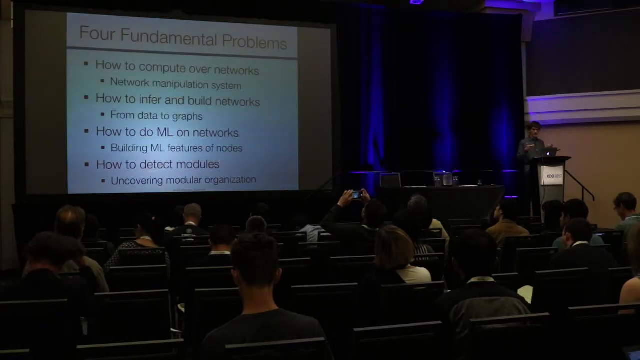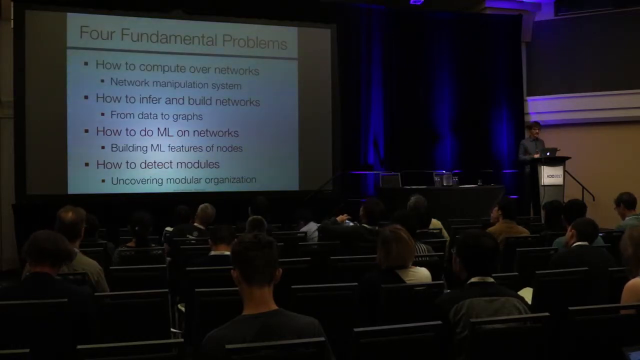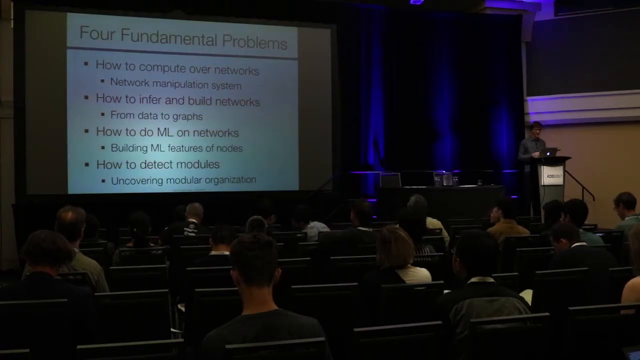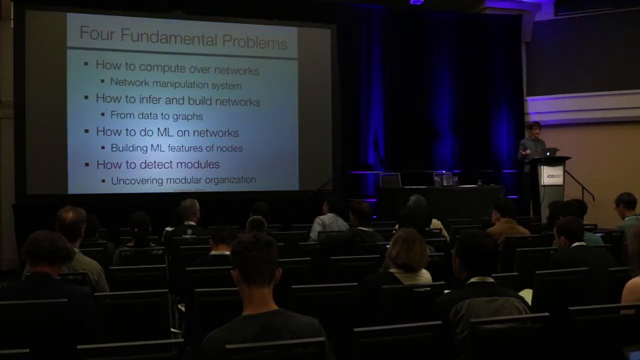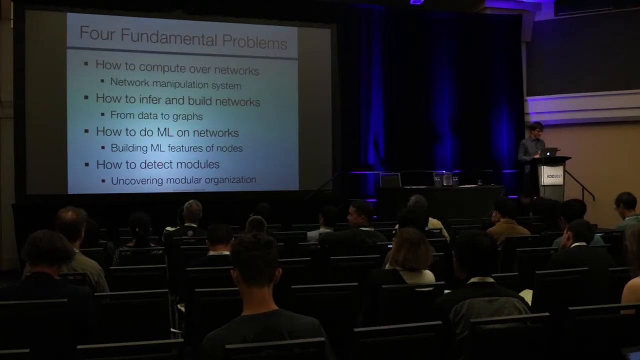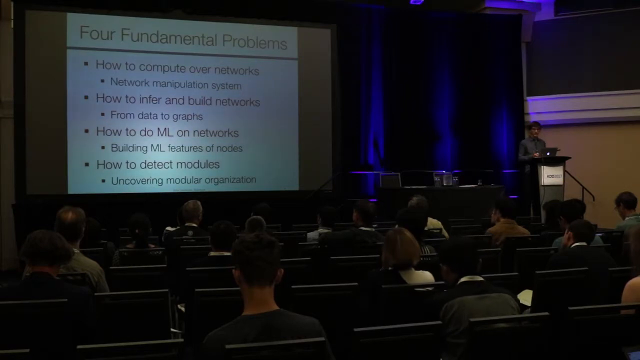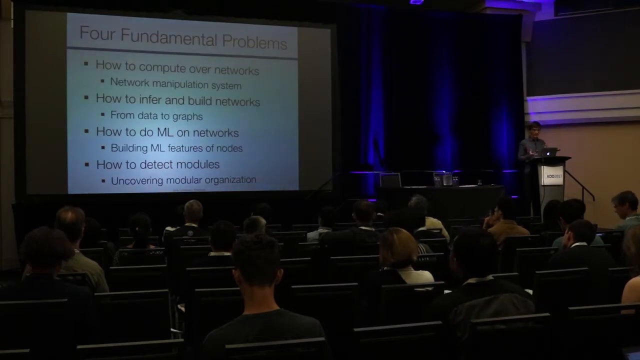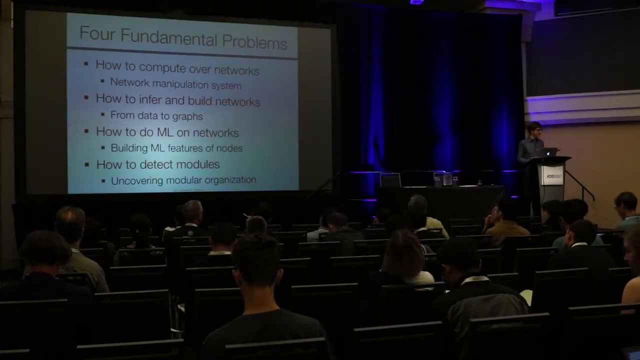So what I will do is talk about four different things when you think about computing with networks. First is what kind of infrastructure you need, and what our group has been using to work with graph data. Then I will give you a quick idea about how you can infer and build networks from raw data, actually from raw time series. Then we will talk very briefly about feature learning or machine learning on networks. And the last thing will be some new ideas about how you can identify modules or communities or clusters in networks.